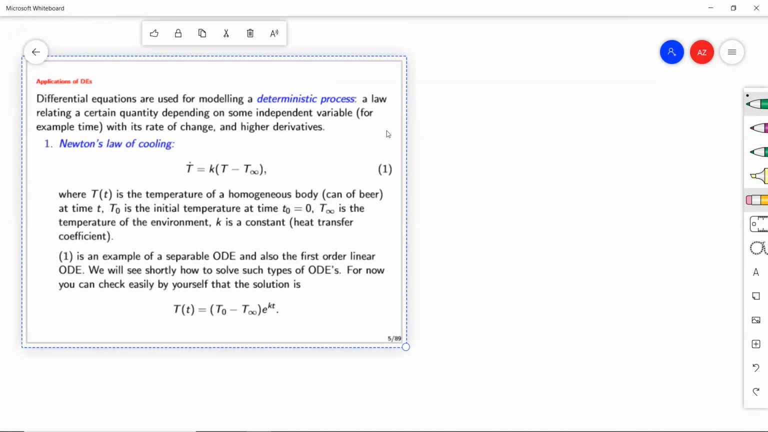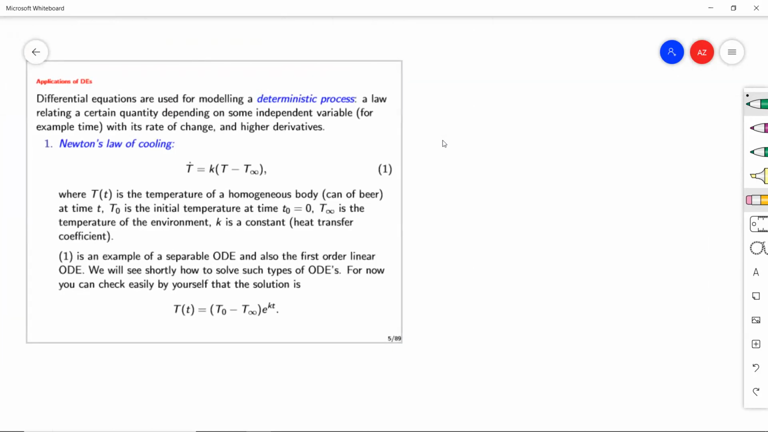So with differential equations, we describe some change, quantities which change with respect to some variable, usually with respect to time. And one example is Newton's law of cooling. So T is the temperature of the body.